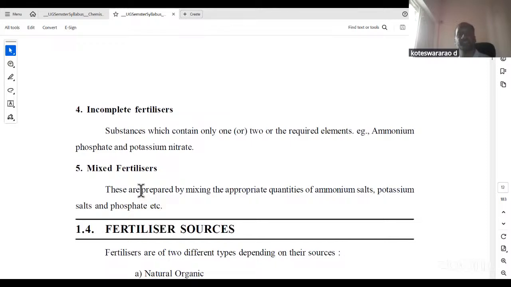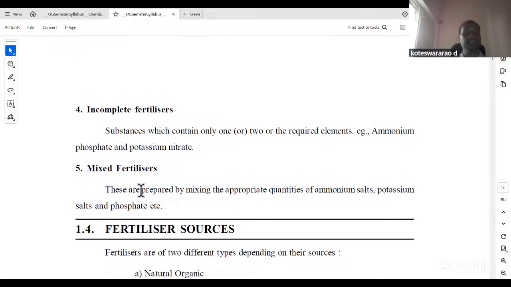Next, incomplete fertilizers. These are substances which contain only one or two of the required elements, for example ammonium phosphate and potassium nitrate. Incomplete means it can provide only one or two nutrients, not all. These are sometimes called specific fertilizers. Suppose the soil needs only a nitrogen source, we can add ammonium. If it requires only potassium and nitrogen, we can add potassium nitrate. If it requires only nitrogen and phosphorus, we can add ammonium phosphate. These are called incomplete fertilizers.